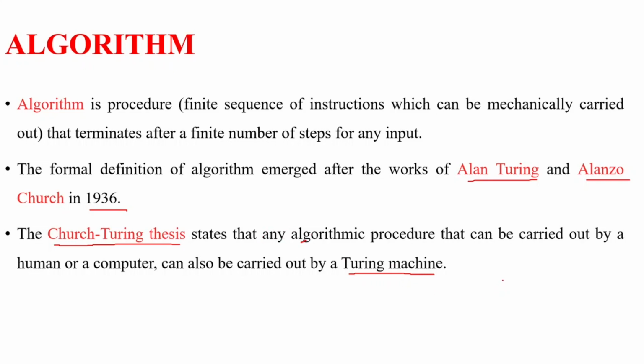Which means that any finite number of steps which can be performed to find a solution for a given problem, either by a human or a computer, can also be carried out by a Turing machine. So the Turing machine is a universal machine through which you can implement any algorithm, right? And this Turing machine then becomes a tool for mathematicians and researchers to check whether a solution can be obtained by implementing the algorithmic procedure in a Turing machine or not. So this is about the concept of algorithm.